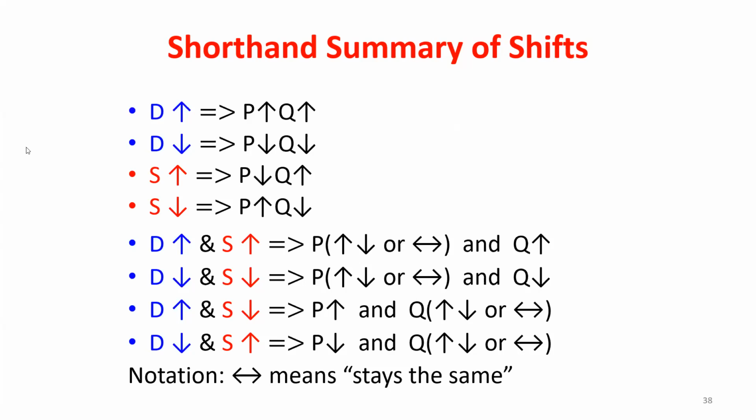And just as notation, when I put these double arrows here, that means indeterminate. We're not sure which way it's going to move. It could be either direction. Okay with that? Okay, I see a lot of nodding heads.